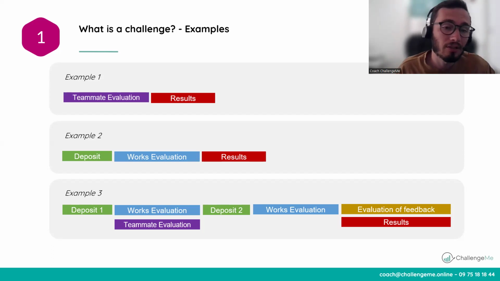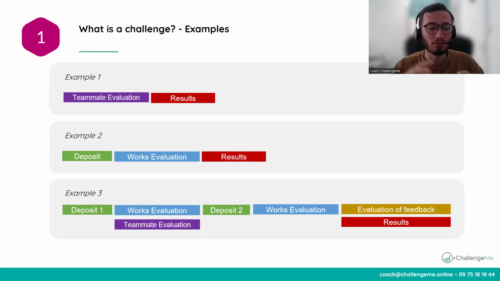In parallel, I can also launch a teammate assessment phase. Then I can also have a second submission phase to have an improved version of the work. And this improved version could be, for example, assessed by teachers in the second work assessment phase. And then I have a result phase to present the result to the students. So this is just to let you understand how the phases work and how you can order them. Just to be clear, I will show you today example number 2, which is a famous template used by teachers.